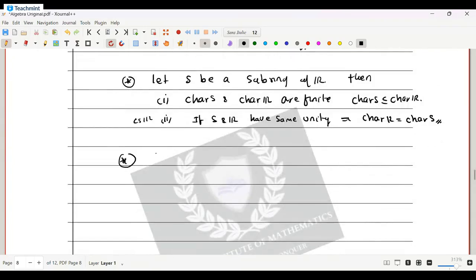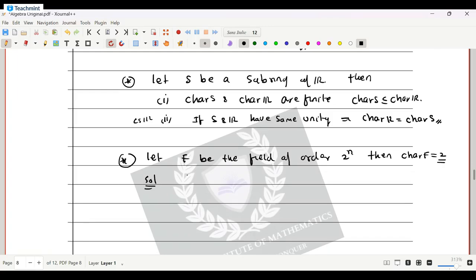Next one. Let F be the field of order 2 power n. Then the characteristic of the field F should be equal to 2. In fact, let F be the field of order p power n, then the characteristic of F should be equal to p.